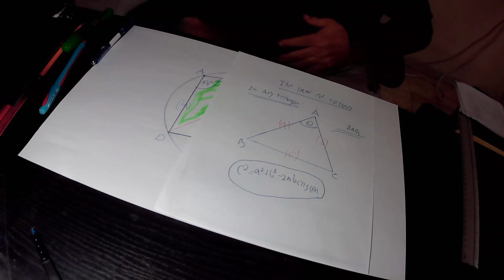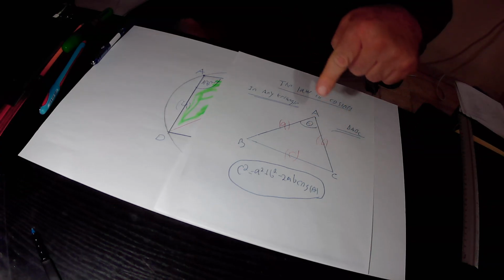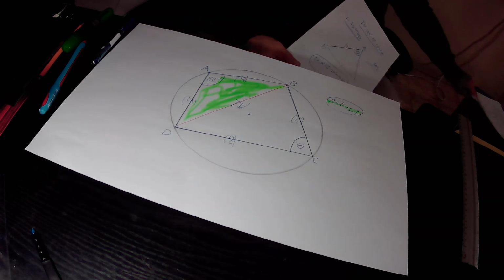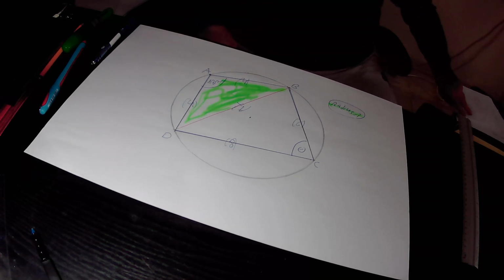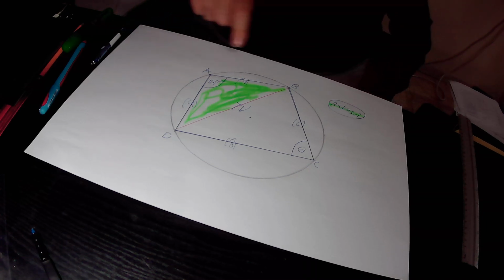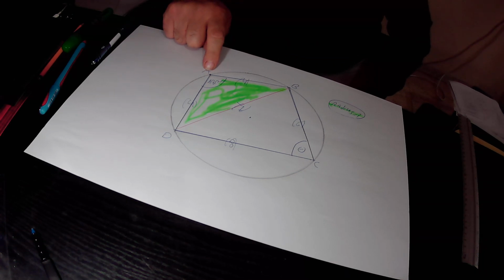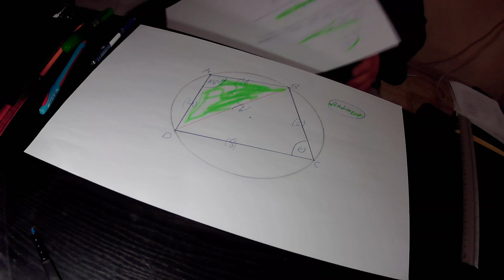So in this triangle ABC that could be any triangle, according to the law of cosines, the following equation is true: c squared equals a squared plus b squared minus 2 times a times b times cosine theta. So we can implement the law of cosines on this green triangle ABD. According to the law of cosines, in this green triangle ABD, the following equation is true: BD squared equals AB squared plus AD squared minus 2 times AB times AD times cosine of 180 degrees minus theta.